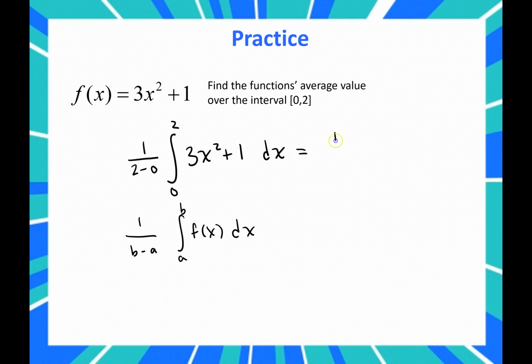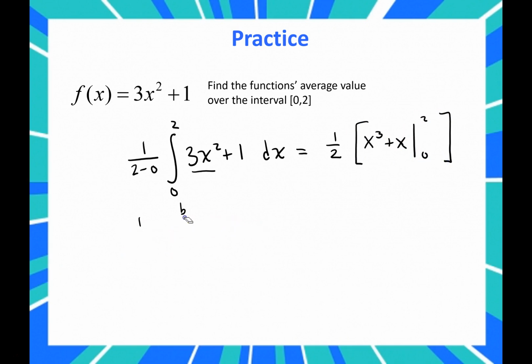So I'm going to have a 1/2 out in front, and then I have the integral of 3x squared is 3x cubed over 3, or just x cubed, and then plus x. Remember, I've got to evaluate that from 0 to 2, and I'm going to have this whole thing multiplied by 1/2. All right, so what does that look like?